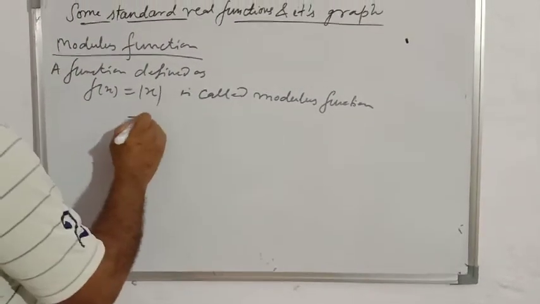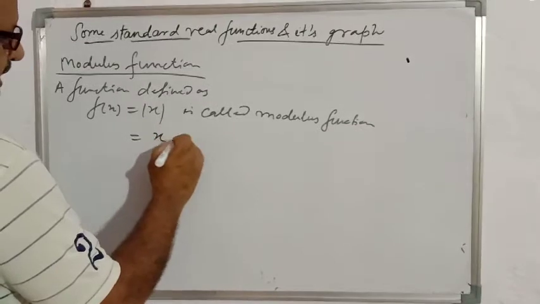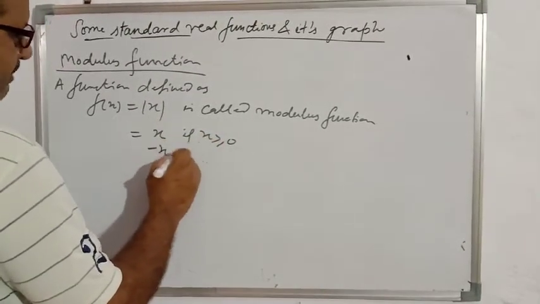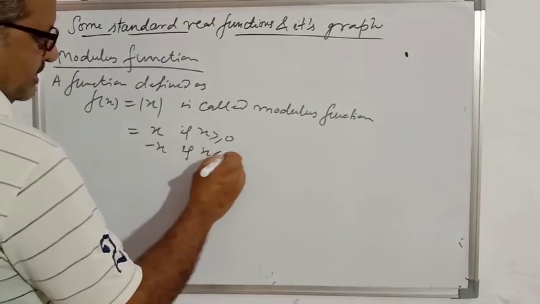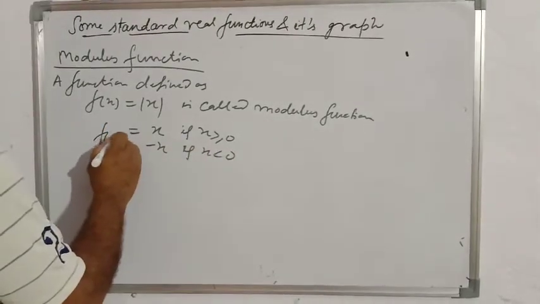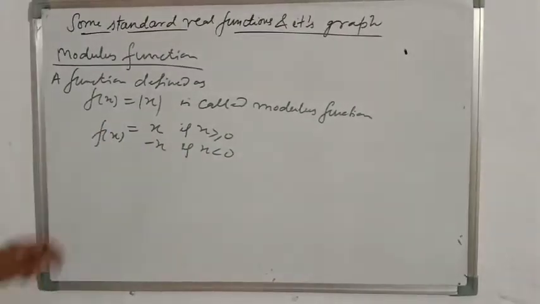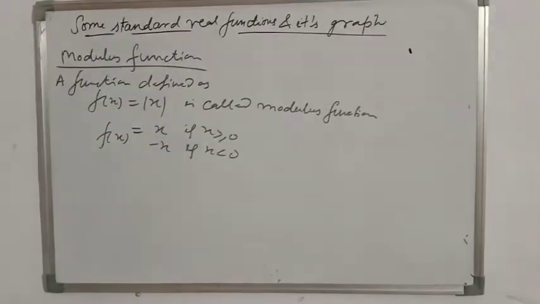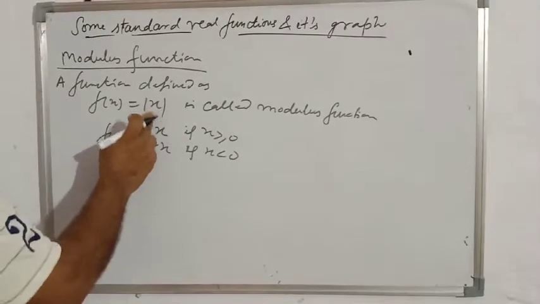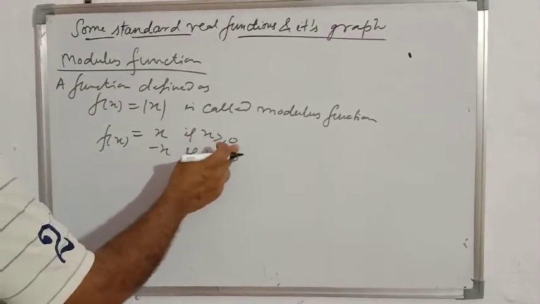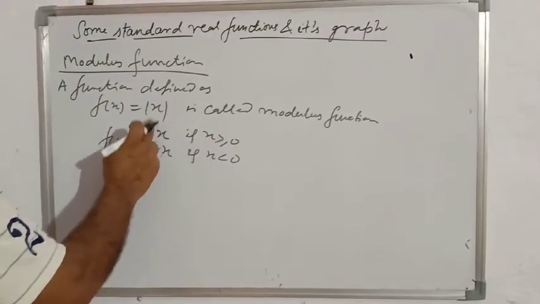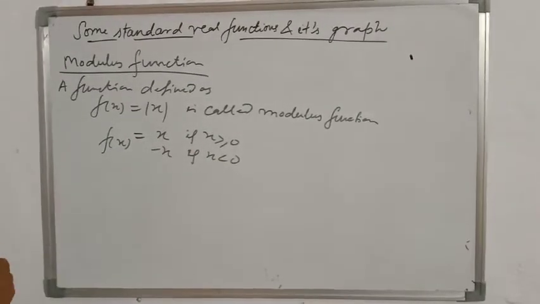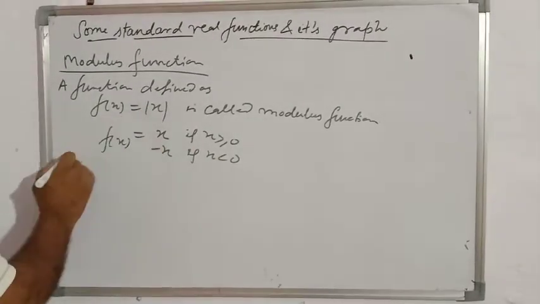And we know that mod x is equal to x if x is greater than or equal to 0, and minus x if x is less than 0. So this function f(x) equal to mod of x is called the modulus function. We know that mod of x is equal to x if x is greater than or equal to 0, and mod of x is equal to minus x if x is less than 0. So what will be the domain of this function?